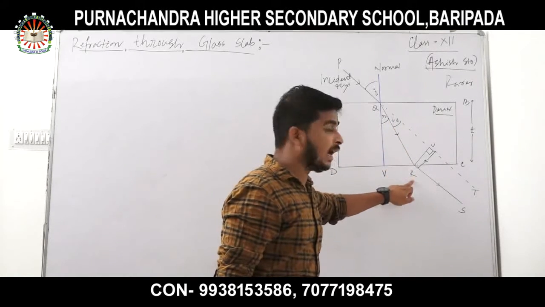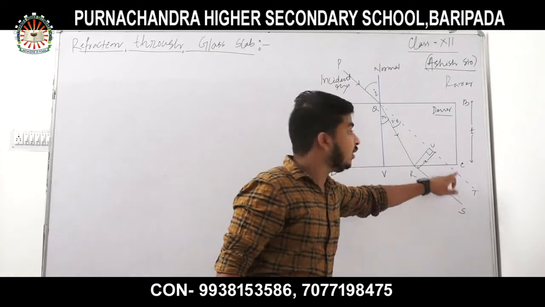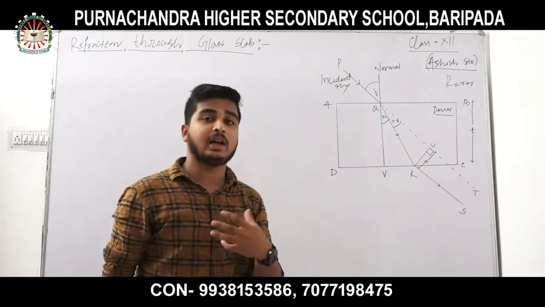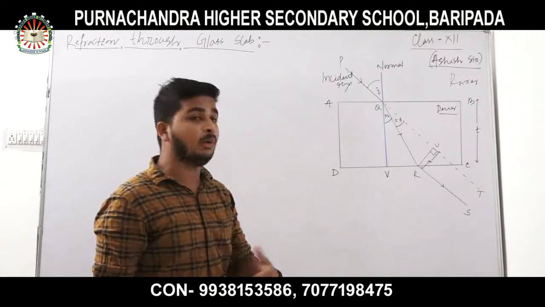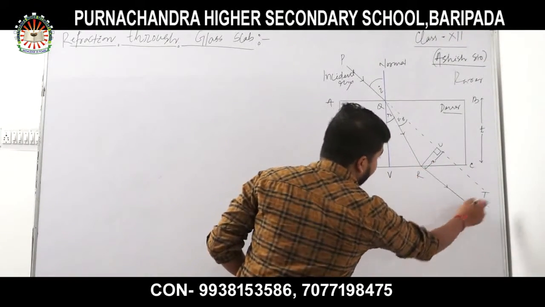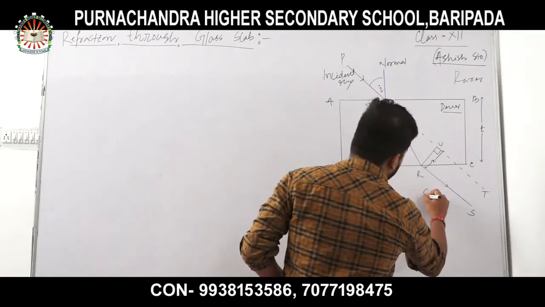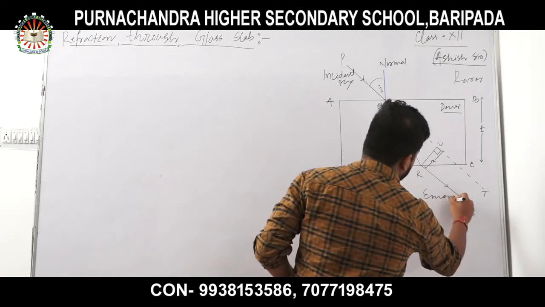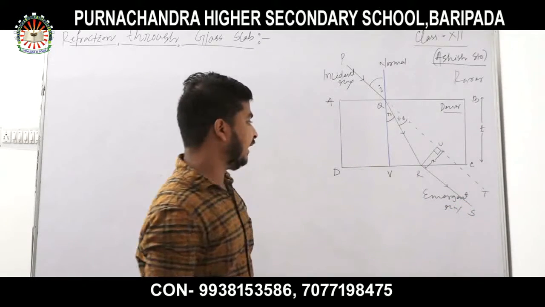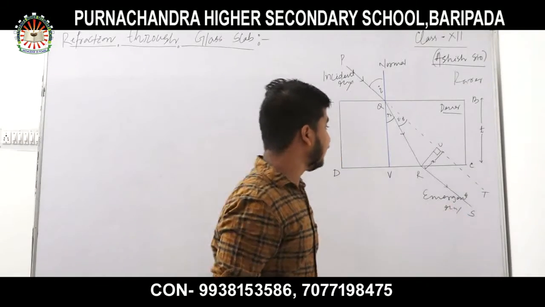Now at point R, the ray of light is going from the denser medium to the rarer medium. When a light ray goes from a denser medium to a rarer medium, it bends away from the normal. If I draw a normal here, the ray moves away from the normal. This is called the emergent ray, RS.